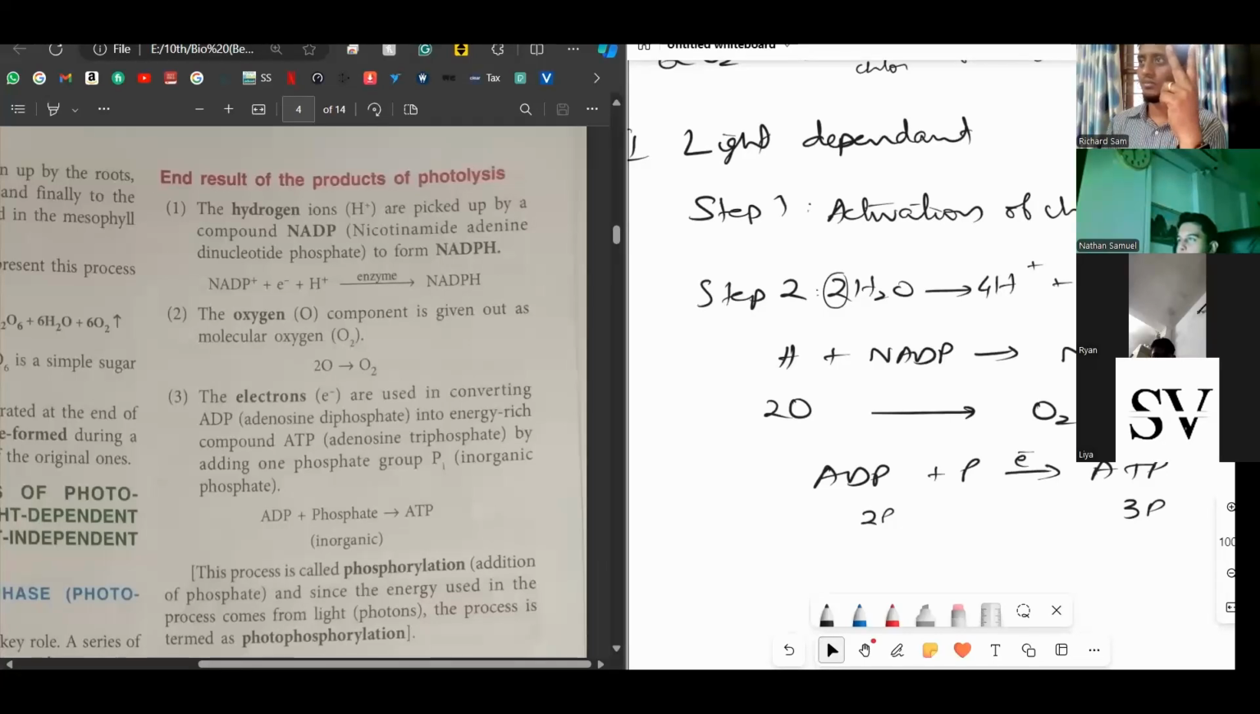It was just given out for us to breathe. And what are the electrons used for? To convert ADP into ATP. See, ATP is the energy currency of the cell, right? When respiration takes place, energy is produced, and it is produced in this form, ATP.